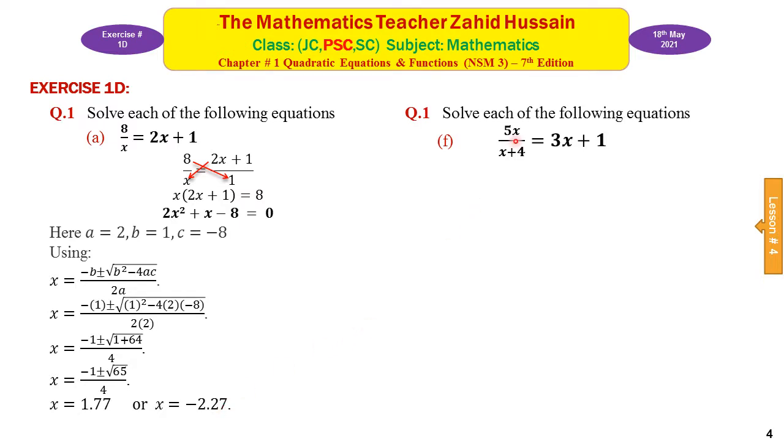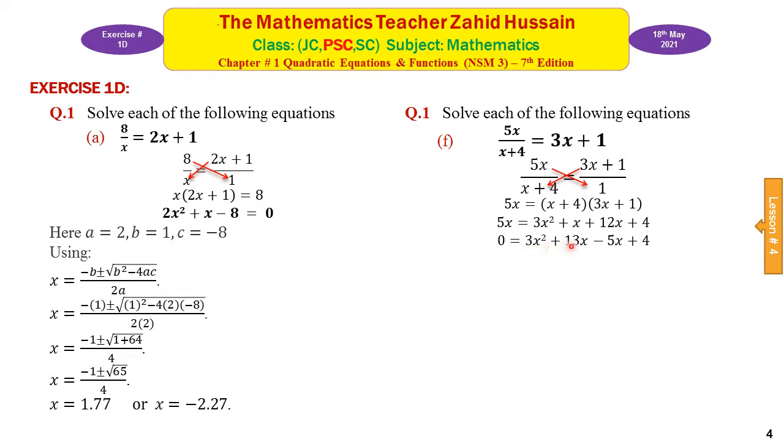Similarly, its f part, which is 5x over x plus 4 is equal to 3x plus 1. Again there is an expression on the right hand side. We can write this expression as a fraction by putting 1 in the denominator. Now cross multiply and get this equation which is free of fractions. 5x with 1 is 5x, x plus 4 with 3x plus 1. Expanding the right hand side of this, or removing these brackets, we will get 3x square plus x, 12x plus 4.